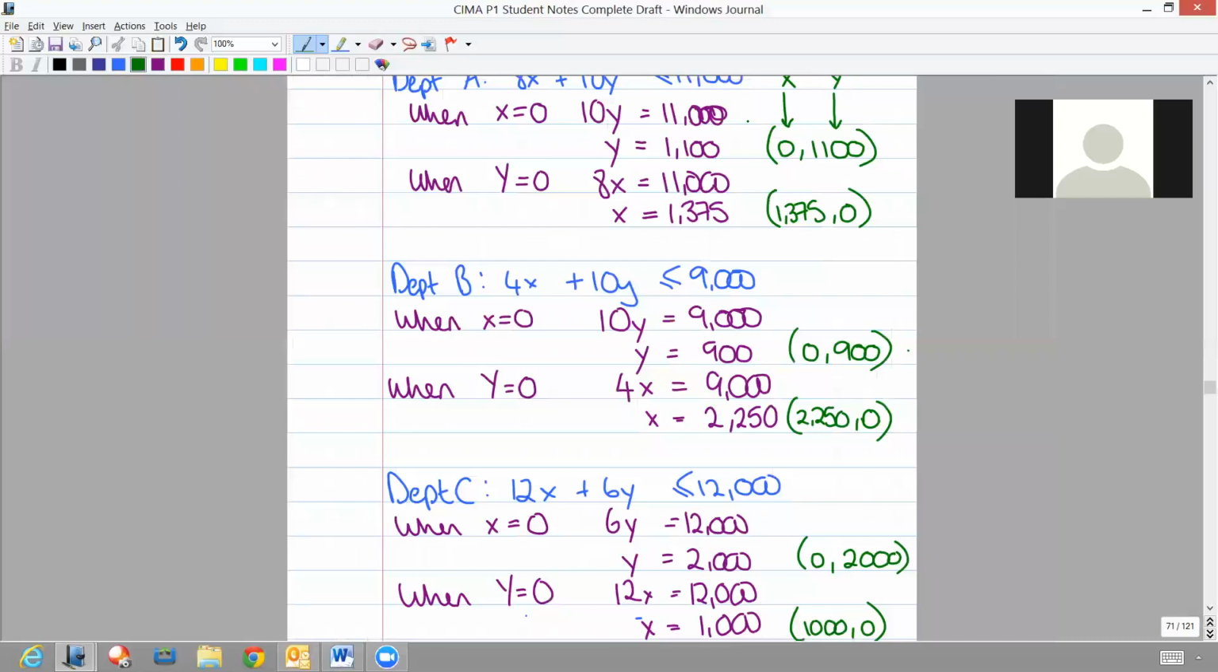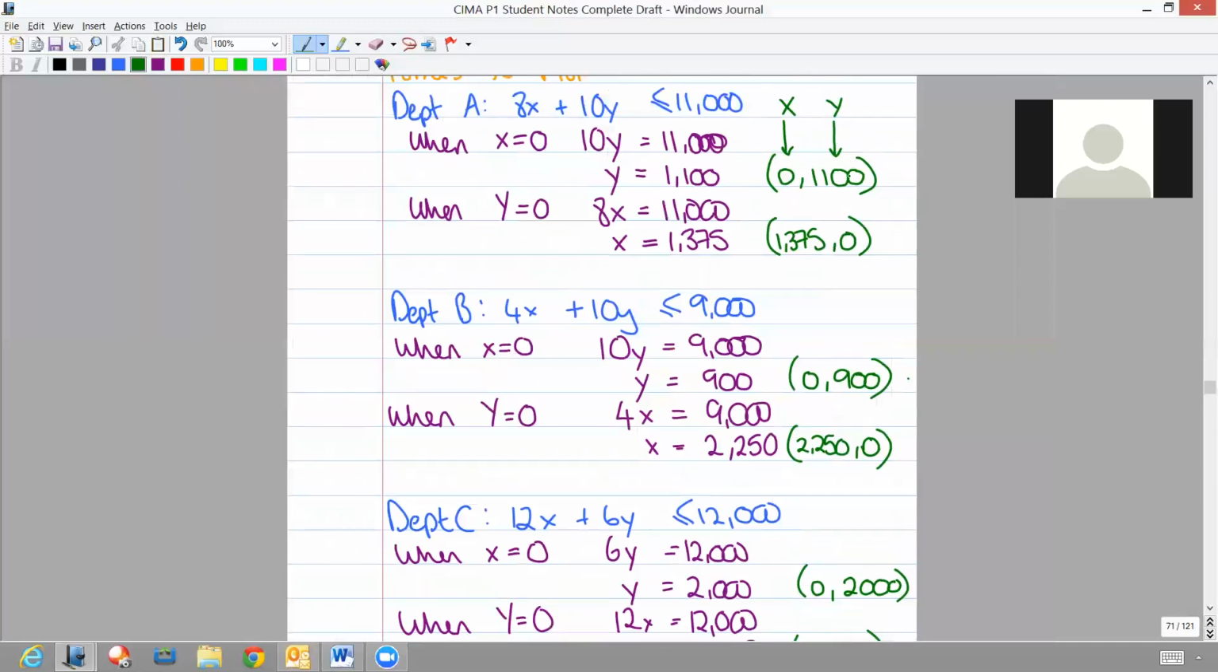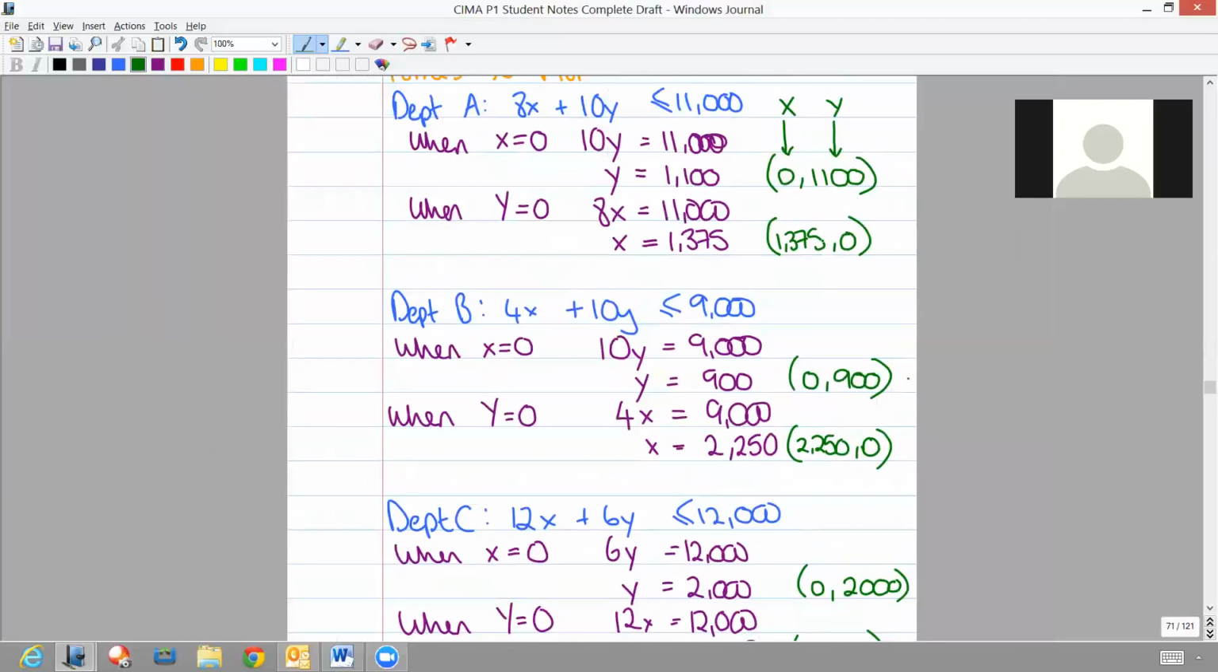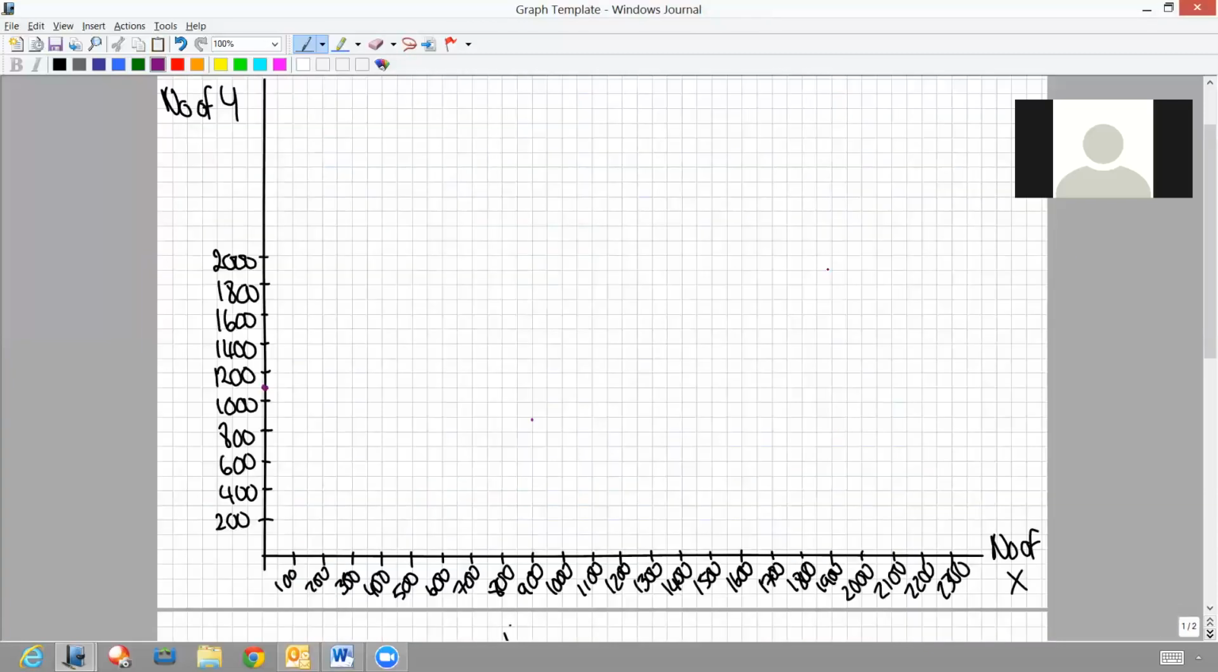So first of all, then taking department A, we've got a coordinate of 1100 for Y. So we'll plot that on Y, 1100, and 1375 for X. So 1375, which is going to be about here. And now you just need to join the dots. So I can't use a ruler on here because it just doesn't allow me to do it. So I'm going to try and get it as straight as possible. It's way off. Okay. And that is Department A's line.